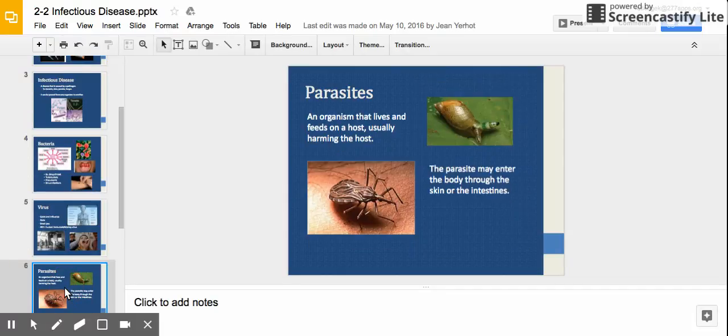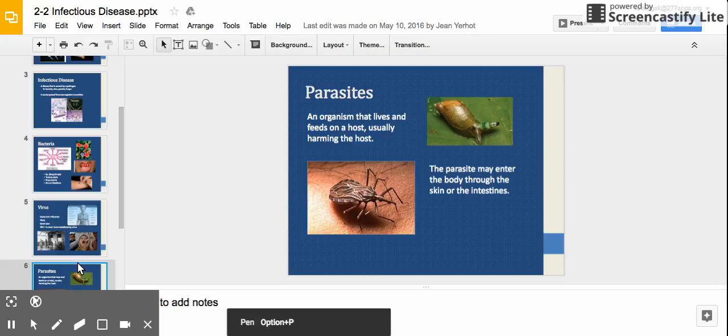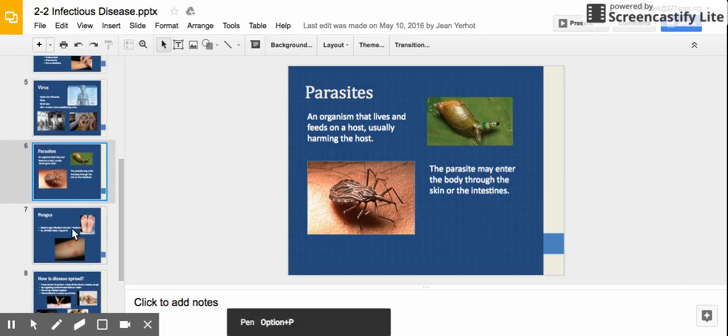Parasites are organisms that live and feed on a host organism. Typically, a parasite would cause harm to the host, though not always. A parasite might enter the host body through the skin or through the intestines. So you might ingest a parasite.